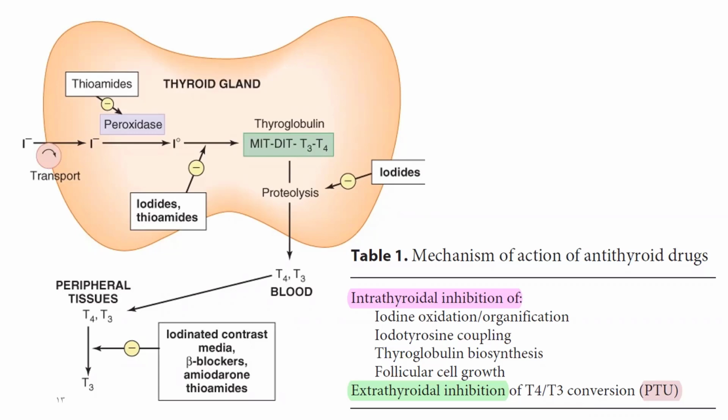Why is carbimazole preferred over propylthiouracil in other situations? Because carbimazole has fewer side effects. Propylthiouracil has more side effects in the liver. But carbimazole has fewer side effects, and also carbimazole is more effective. But why do we prefer carbimazole? Because of fewer side effects.